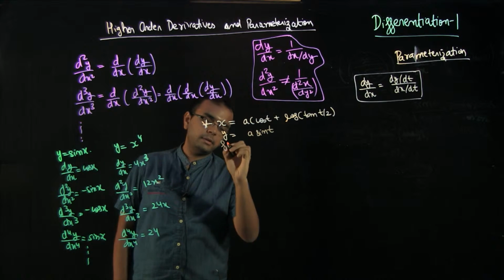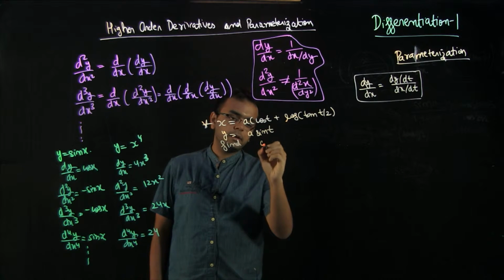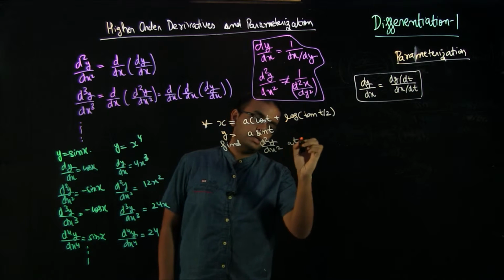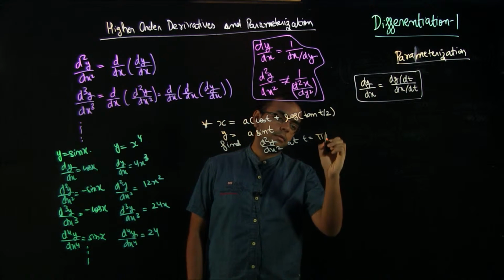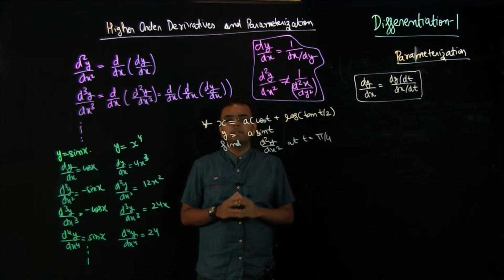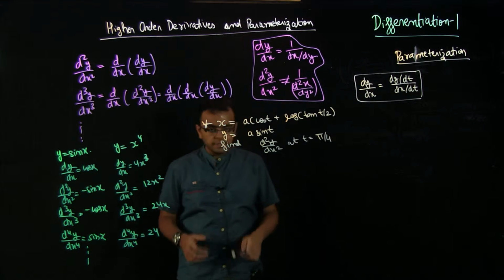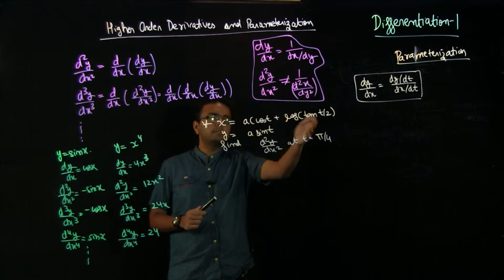So find d square y by dx square at t equal to pi by 4. Alright, so we have been asked to find the second order derivative d square y by dx square at t equal to pi by 4. So first let us try to find dx by dt and dy by dt so that we can find dy by dx.